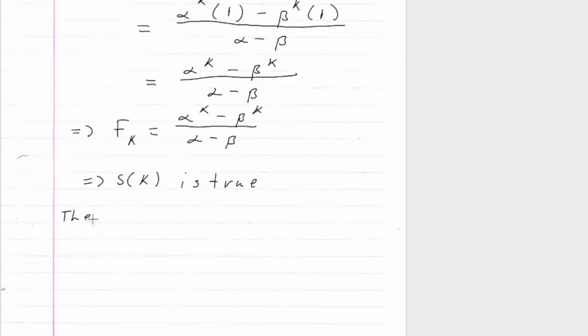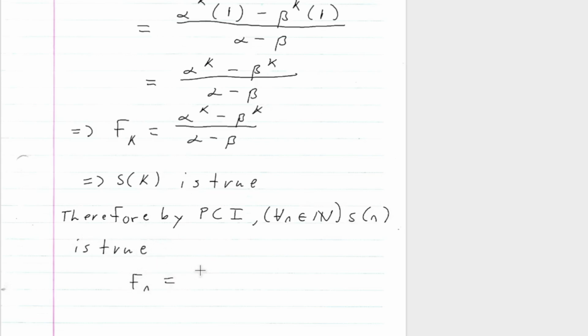Therefore, by PCI, the principle of complete induction, for every n contained in the natural numbers, the statement involving n is true. AKA, we proved that the nth Fibonacci number is equal to alpha to the n minus beta to the n over alpha minus beta, right? And that is the proof of Binet's formula.